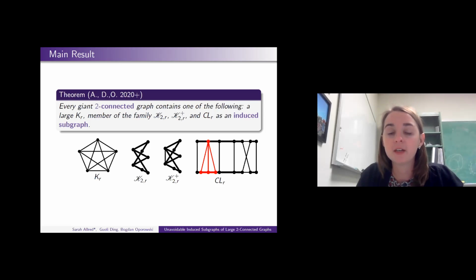So here, if we find some sort of fan structure that has at least R vertices, then we're going to be happy. All right, the next thing you would expect is a cycle to be in this list.